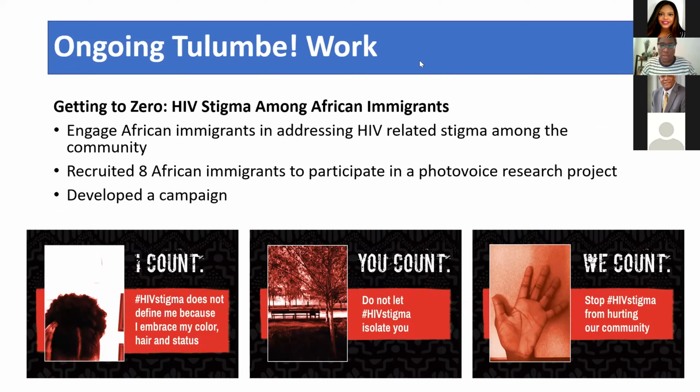So the one focused on stigma, if you remember, there was a focus on stigma. We actually got funded through our local Getting to Zero coalition to do a stigma-specific Photovoice project. So we recruited 8 African immigrants to do Photovoice, and I don't know if folks are familiar with Photovoice, but Photovoice allows you to use pictures and captions to talk about participant experiences. And this group decided they wanted to take their work and develop a campaign. We launched this campaign as part of the National African Immigrant Refugee HIV Awareness Day.